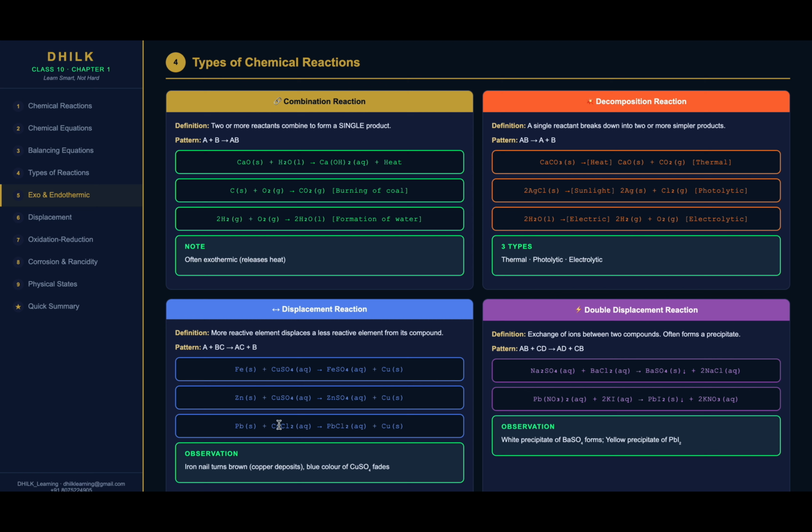So here you can see for this example, iron plus copper sulfate gives FeSO4 plus copper. In this example, the iron nail turns brown because of the deposition of copper, and the blue color of the copper sulfate solution fades because of this process. Initially copper sulfate had a blue color, but because of this process the color fades. Okay, that's about the displacement reaction. We will discuss the order of reactivity of these metals later in this session. Okay, don't worry about that. Now we can move to the fourth reaction, that is double displacement reaction.